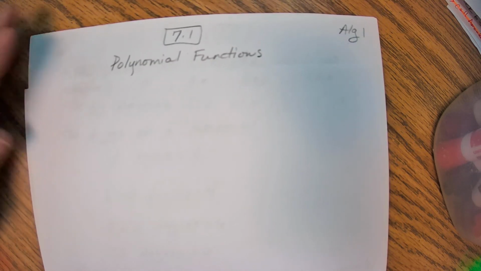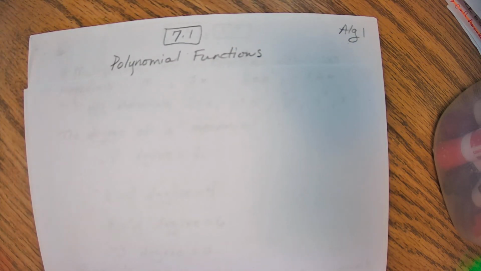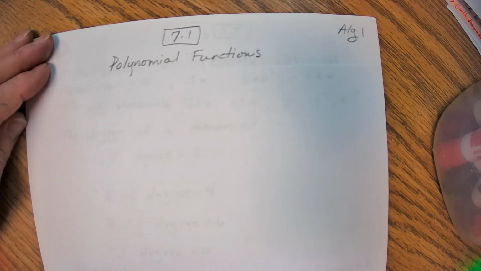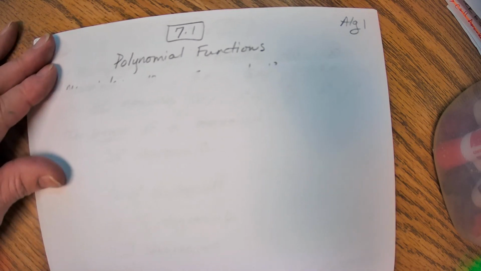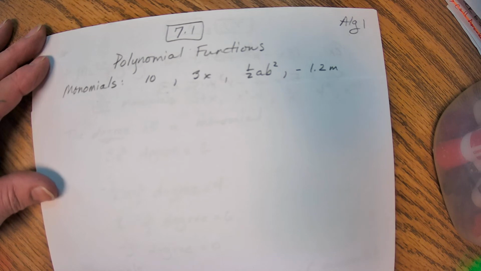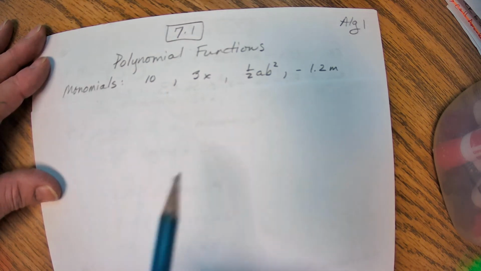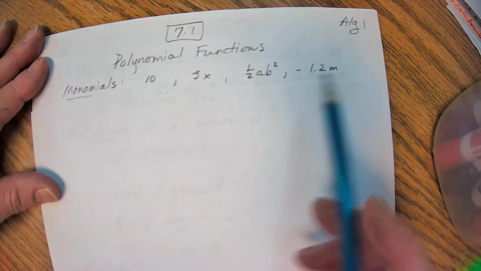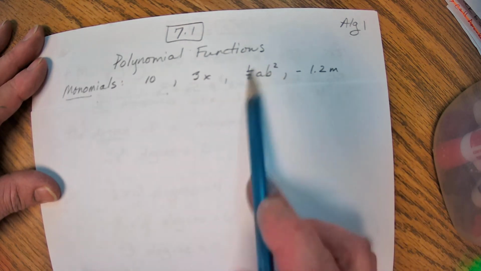Okay, this is Algebra 1, Chapter 7, Section 1, and we're going to start talking about polynomial functions. So here's some examples of monomials. Remember that mono means one, like there's one term.